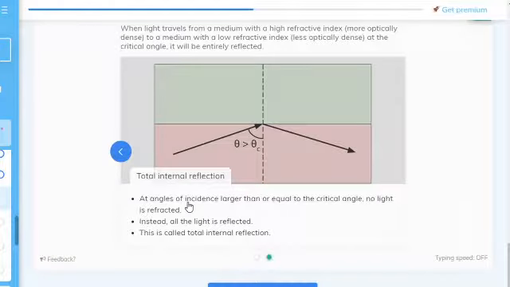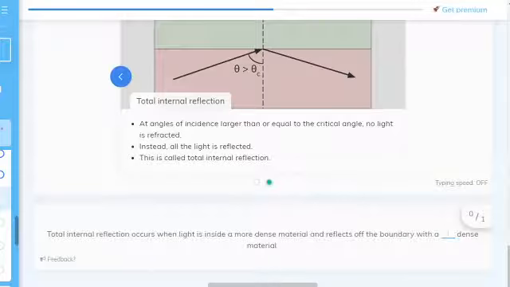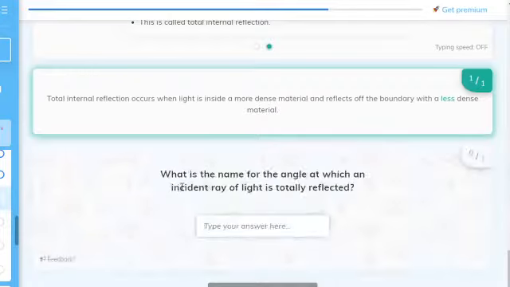So total internal reflection: the angle of incidence is equal to the critical angle. That's when no light is refracted. Instead, it's reflected. This is called total internal reflection. So the angle of incidence is the same as the angle of reflection. Total internal reflection occurs when light is inside a more dense material and reflects off the boundary with a less dense material. Simple. What is the name for the angle at which an incident ray is totally reflected?